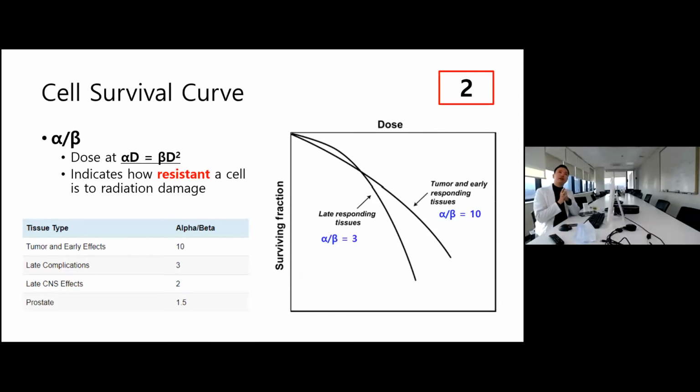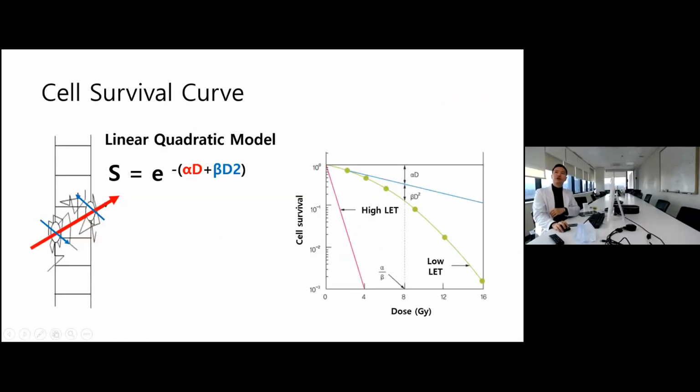And there is another component in this graph, as you can see. It has been shown here. You can also see that the fractions of alpha D and beta D squared might be important. And there is a dose where the cell deaths from alpha D and beta D squared are the same.